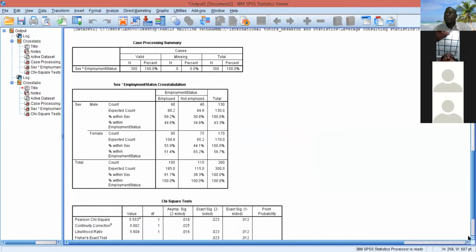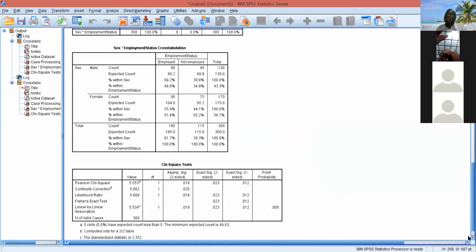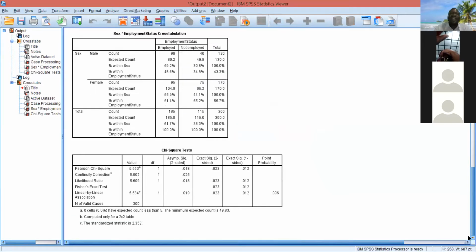Why I allow one of us to be doing it is so that it will not say it's me that is doing it. So you can run the same thing. So you will see this table, because we show row and column percentage. Look at it, the other time we said the first one is within sex, the second one within employment. The first one, that was the one we showed along the row, is telling you 69.2% of male are employed. But this one is telling you 48.6% of employed are male.